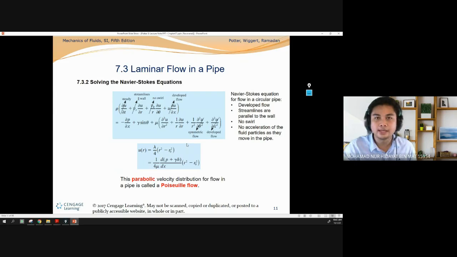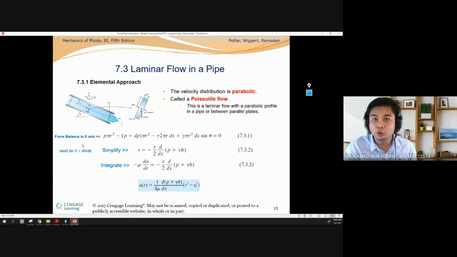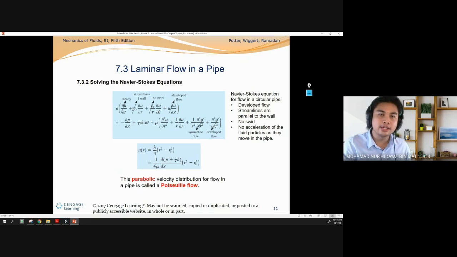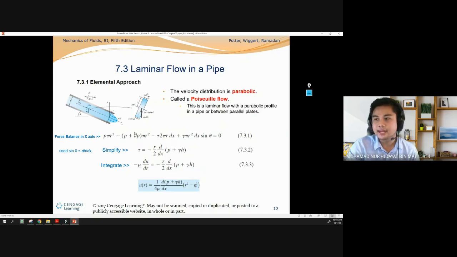Alright. This one, again, we use the Newton's second law to derive this. If you know the Navier-Stokes equation, can also solve this one and lead to this term. You can see the same. This one using the Navier-Stokes equation, and this one using the force balance, which is the Newton's second law. The result is the same.